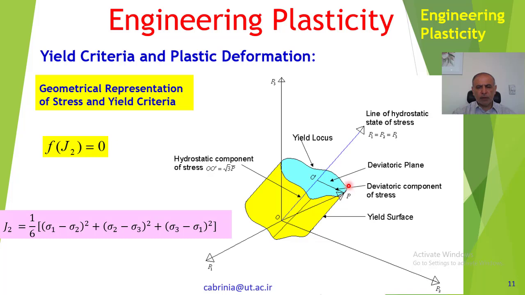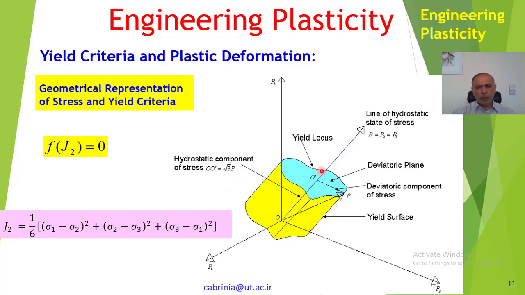That's the yield locus. And clearly we could have other points in here as well. So if we draw this like that, we get a yield surface. So why is the yield surface like that? Why is it like a cylinder?